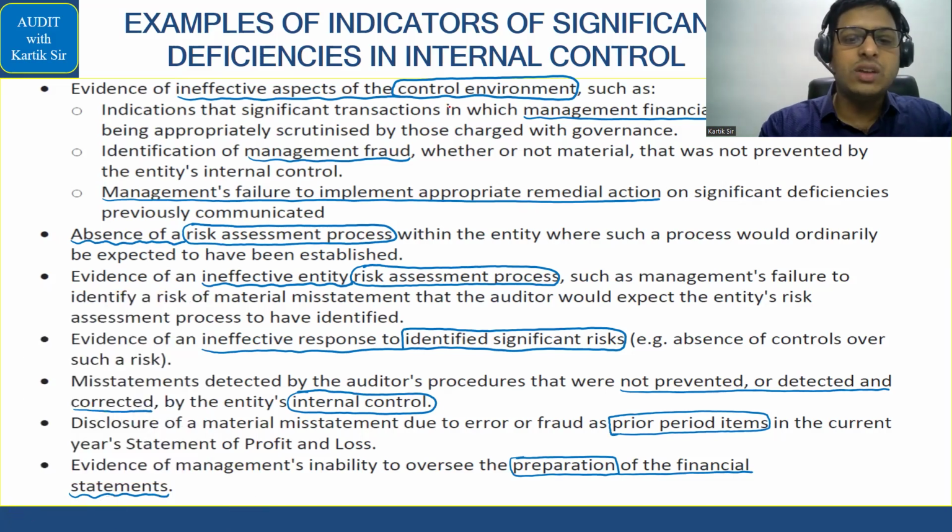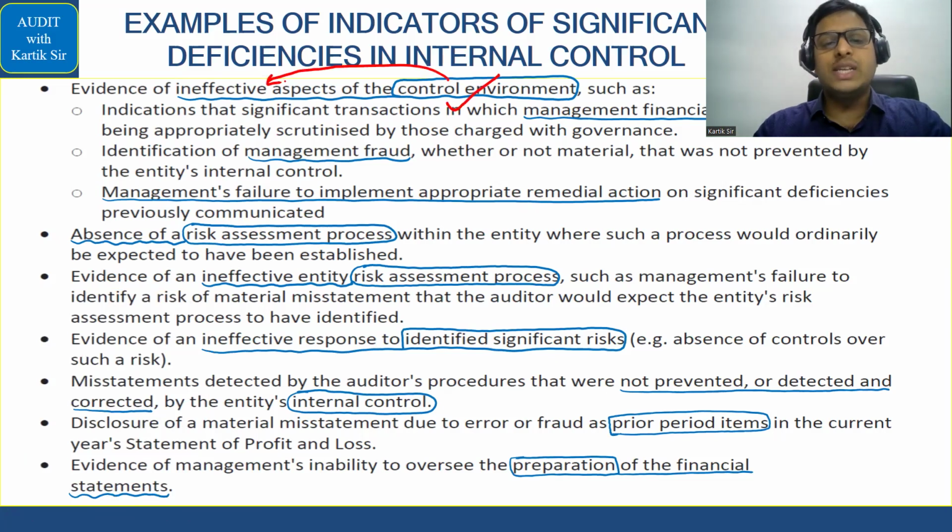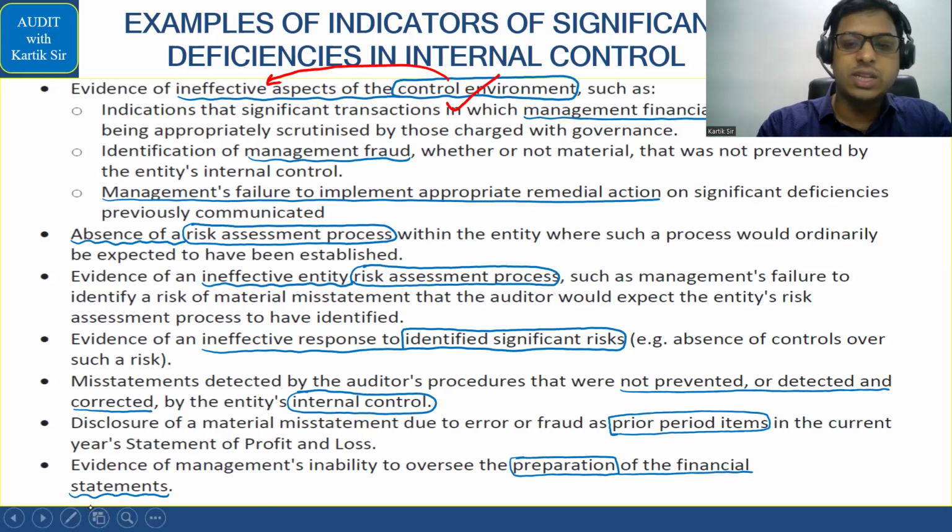First, you will check whether the control environment is ineffective. The three symbols of that are M, M, and M. First is management. Management is financially interested in any transaction. Management is planning some manipulation here. Again, management is financially interested in any transaction.